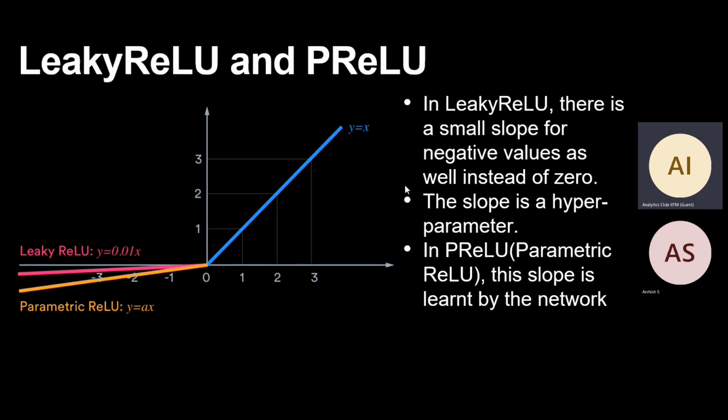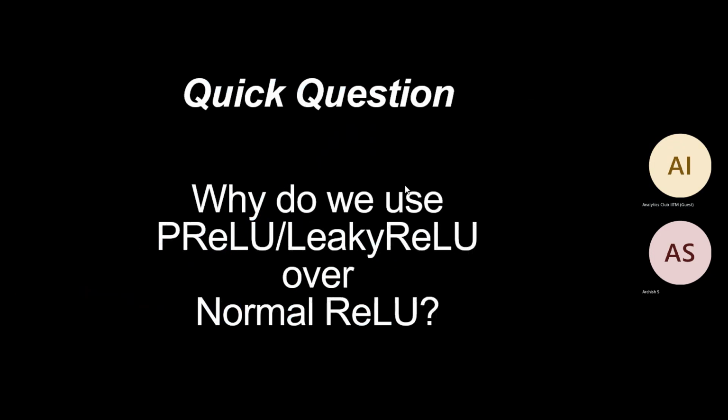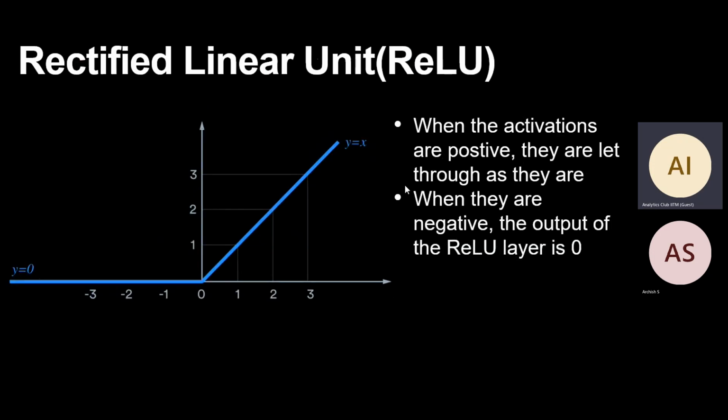So now I've got a question for you guys. Why do you think we might use leaky or parametric ReLU over normal ReLU? Okay, let me give you a small hint. Think about the slope in the negative region and what would happen to a neuron if it outputted a negative value. You can just give any thoughts that you might have. It doesn't need to be correct, just anything.